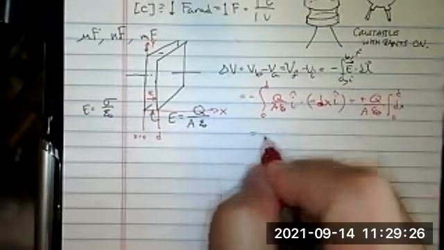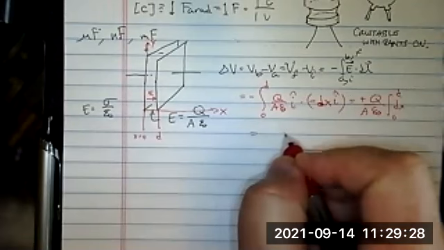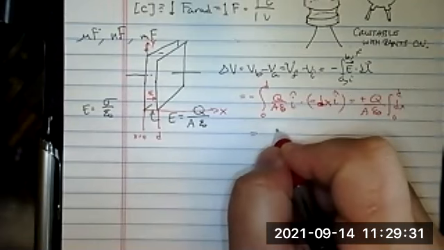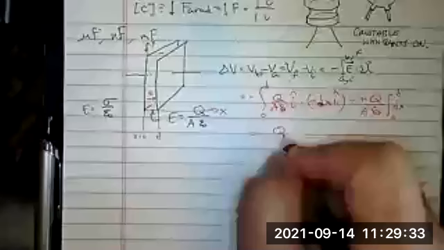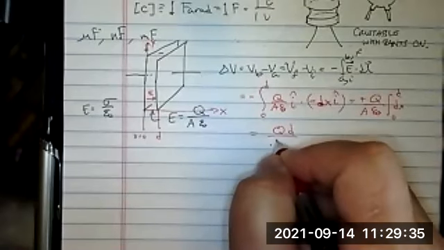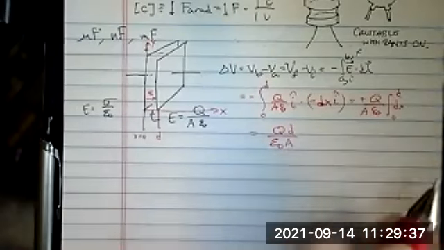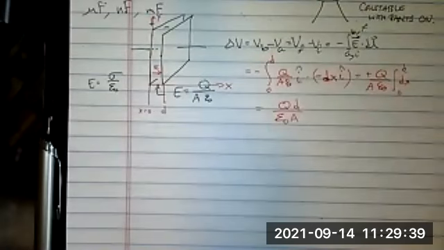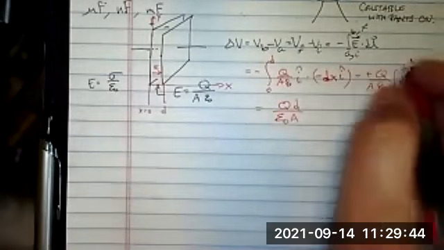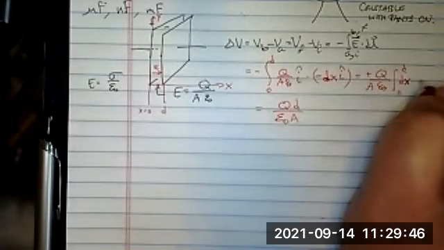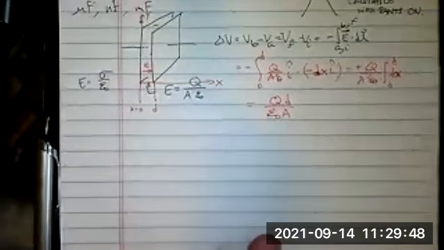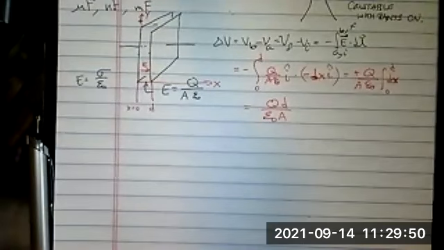And I think you can all see that that is ultimately Qd over epsilon naught A. So that's the voltage difference. And it did come out positive. So I did my line integral properly. I wisely chose the direction so that I did get a positive quantity. So that's something you should try to do every time, just to make sure you know how to do line integrals and to make sure you understand voltage pretty well. Does anybody have any questions on that part?